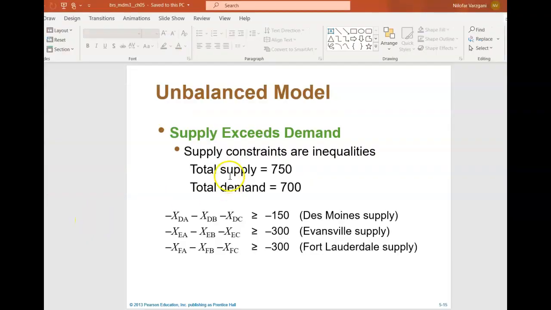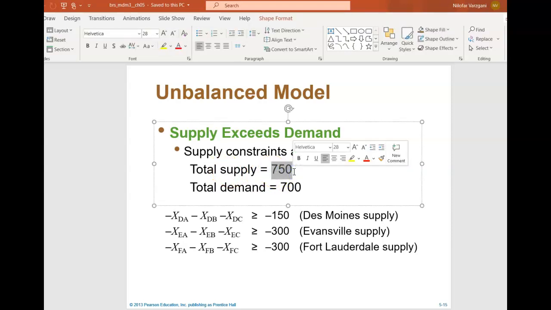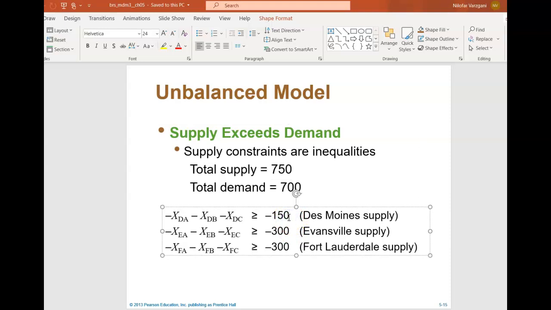If we reverse the scenario, and instead of increasing the demand, we increase the supply such that we change the capacity of one of these nodes. In this case, the supply node for Des Moines, the capacity for that has been changed from 100 to 150. Again, this is still an unbalanced model, but the situation has reversed where supply is more than the demand.